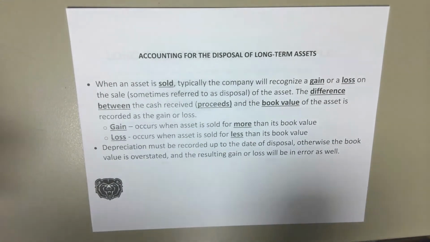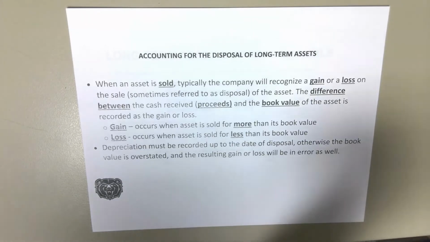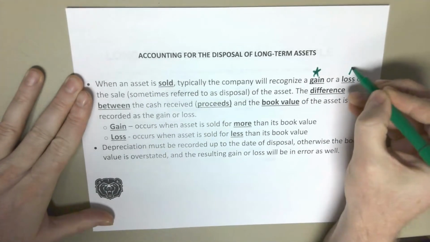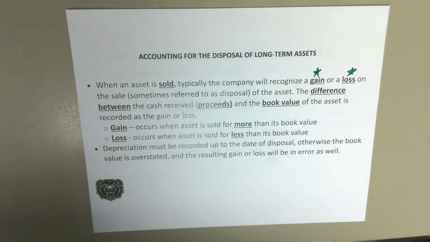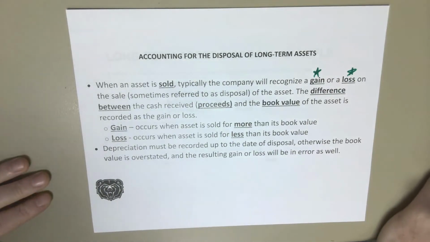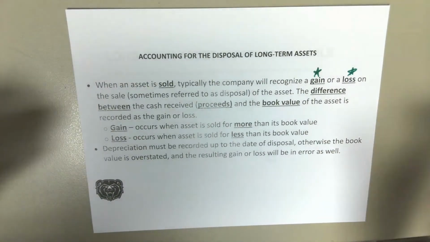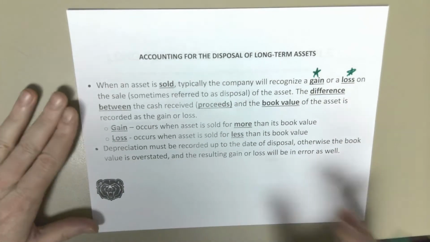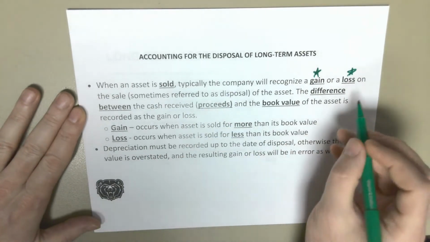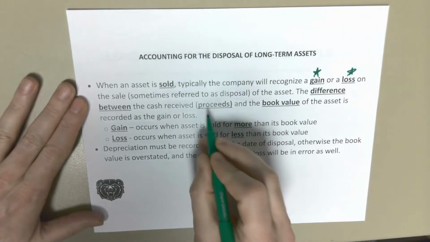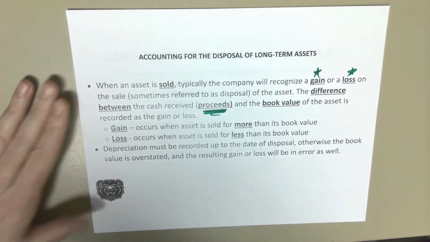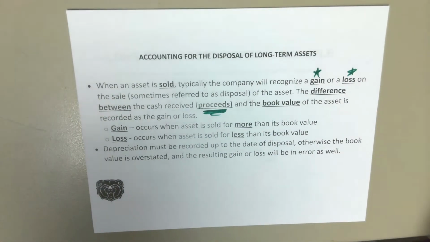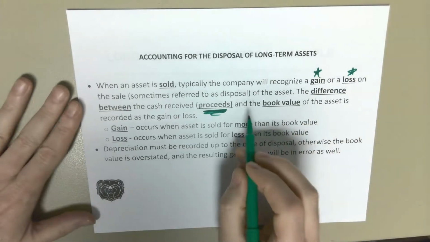So when you sell an asset, you're going to recognize a gain or a loss. Again, these are just review terms that we've talked about. We may throw an additional term in there, maybe get a little deeper into it, but this is all stuff we've talked about earlier in the class, okay? So the difference between the cash that you receive, this is called the proceeds. When we say proceeds, just know it means the money we got for the sale.